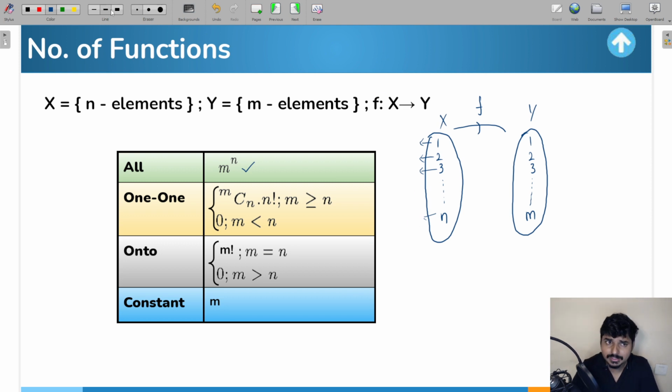If you want to calculate one-one functions, we already know the concept of a one-one function. No two elements in the first set should have the same image in the second set, right? That is the concept. Now what you have to do is very simple. Let us say for 1 you have m choices. That is, 1 can get related to any element of Y, so that can be done in m ways.